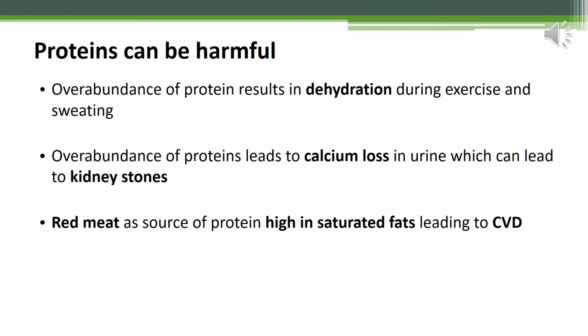So just like the other two macronutrients, we also have a protein shaming slide. And the main problem with protein is that overabundance of protein typically results in dehydration. And we're going to lose the most water during exercise because we sweat. This overabundance of protein, which leads to dehydration, can then lead to calcium loss in the urine, which can then lead to kidney stones, which can be very painful to get rid of.